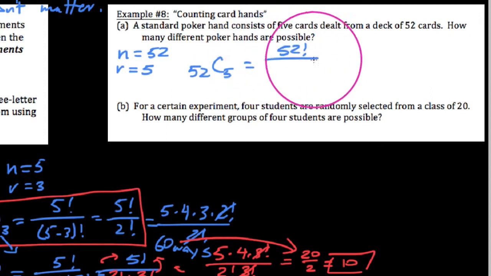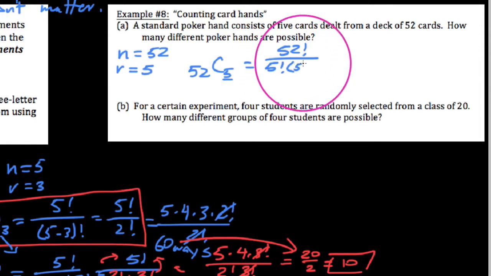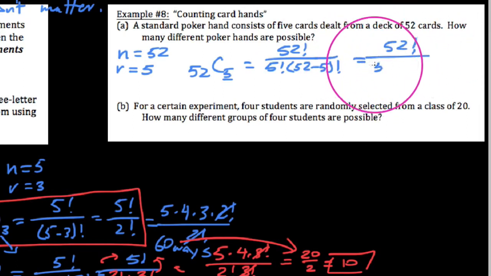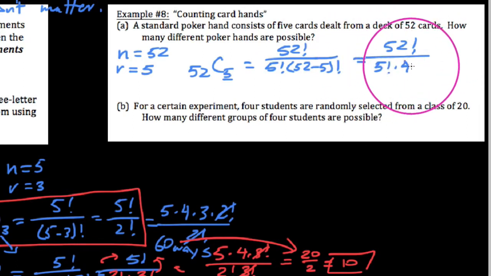Let's get used to a few facts here. We say 52 factorial over, now it says r factorial times n minus r factorial. So our r in this case is 5. We're going to say this is 5 factorial over n, which is 52 minus 5, that thing factorial. So we really get 52 factorial over 5 factorial, and this would be 47 factorial.